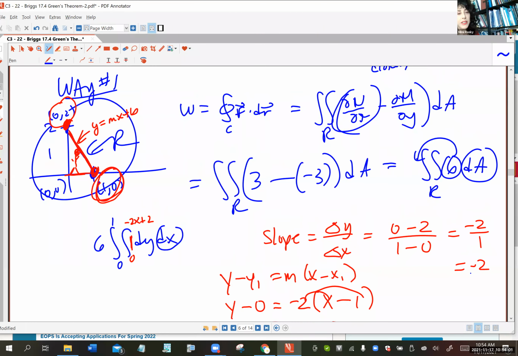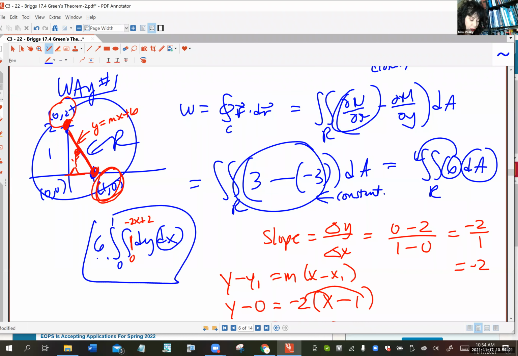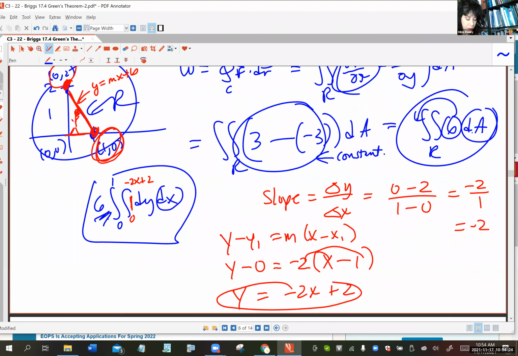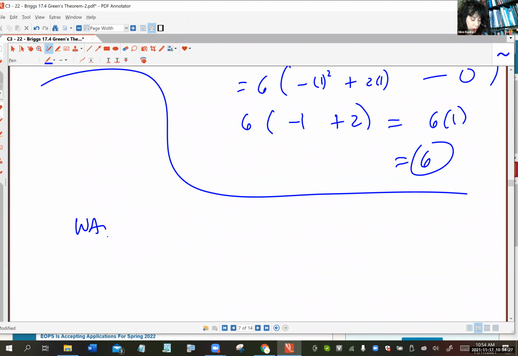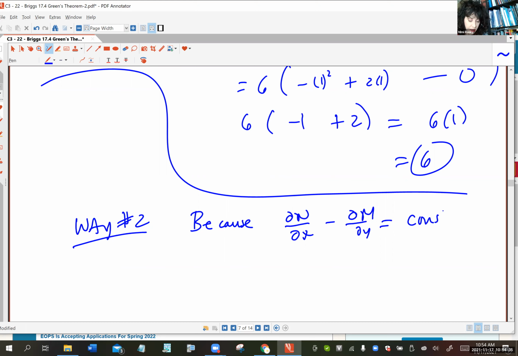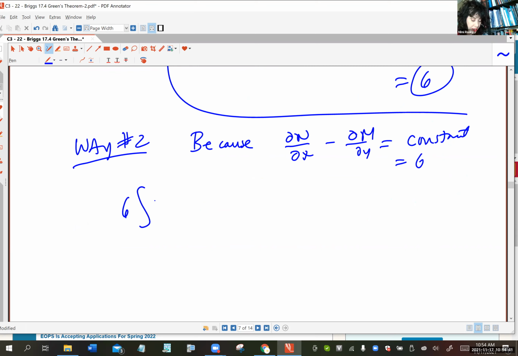Now, is there an easier way to do this problem? There actually is, and this is the key reason why: because dN/dx minus dM/dy is a constant. For way number 2, and I'll allow you to do this on a quiz or exam, since you can pull a constant out in front, as we saw here, this 6. So way number 2, I'll just skip to that part. Because dN/dx minus dM/dy is equal to a constant, and for us, that number was 6, we basically had this as our double integral.